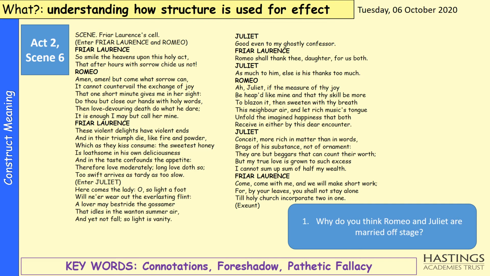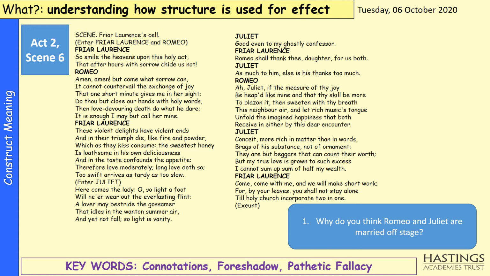Friar Lawrence says, "These violent delights have violent ends, and in their triumph die, like fire and powder, which as they kiss consume. The sweetest honey is loathsome in his own deliciousness, and in the taste confounds the appetite. Therefore love moderately, long love doth so. Too swift arrives as tardy as too slow. Here comes the lady, oh, so light of foot, will ne'er wear out the everlasting flint. A lover may bestride the gossamer that idles in the wanton summer air, and yet not fall, so light is vanity."